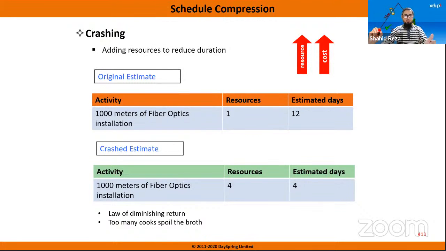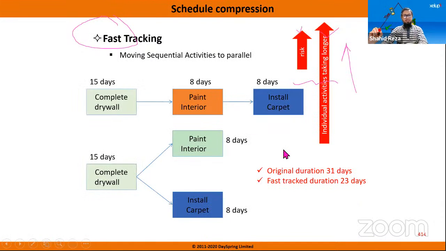So when you're increasing resources, what is happening? It is also increasing cost. So if management approves this, then that is okay. Management is mainly focused on schedule. So if this cost increases and they agree, then you can use the crashing technique to compress your schedule. All right. Then let's talk about fast tracking. Another technique is fast tracking.